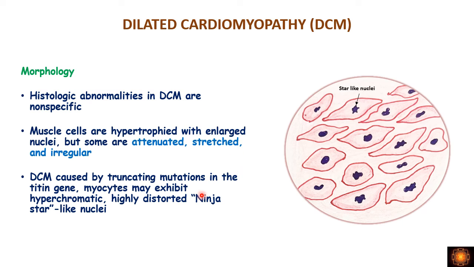And typically in titin gene mutations, the myocytes will have highly distorted, star-like, ninja star-like nuclei. Seen here, the hypertrophied muscle cells have these ninja star-like nuclei. This is typically seen in titin gene mutations.